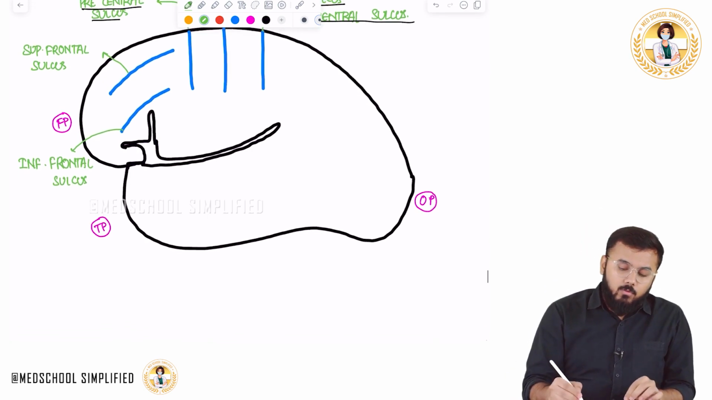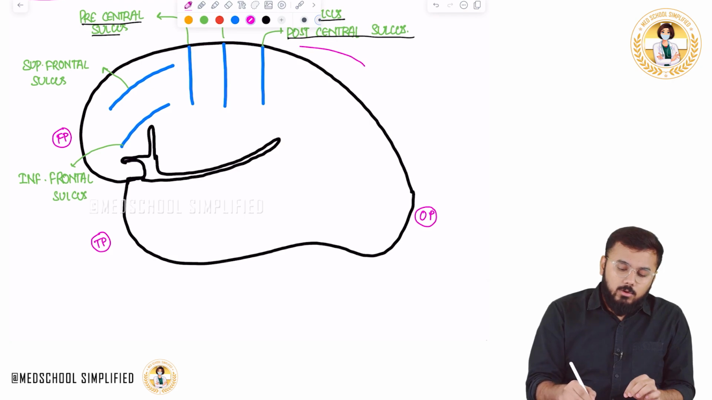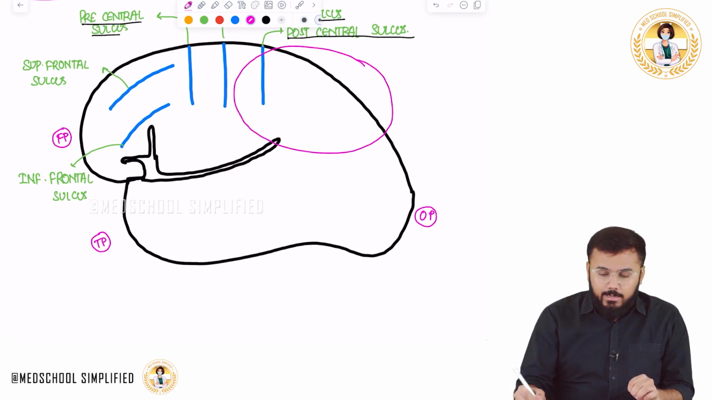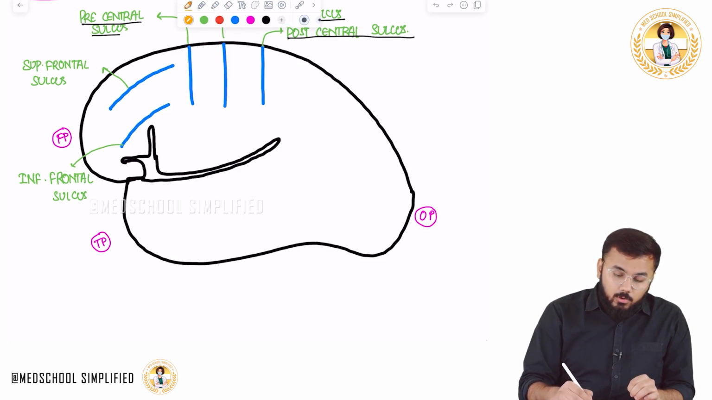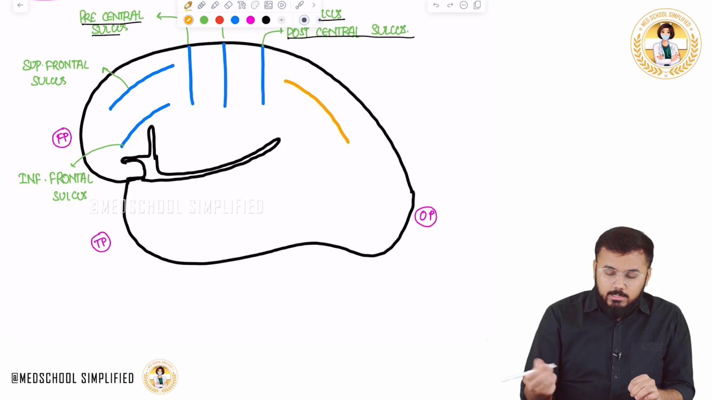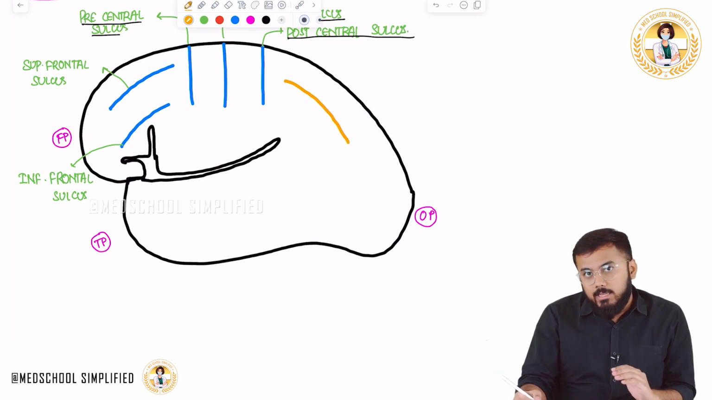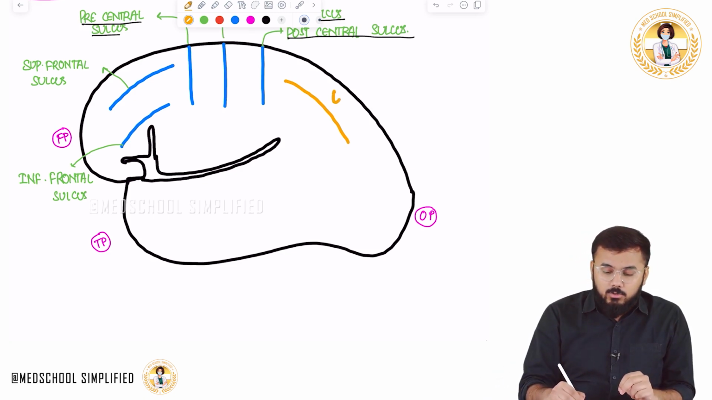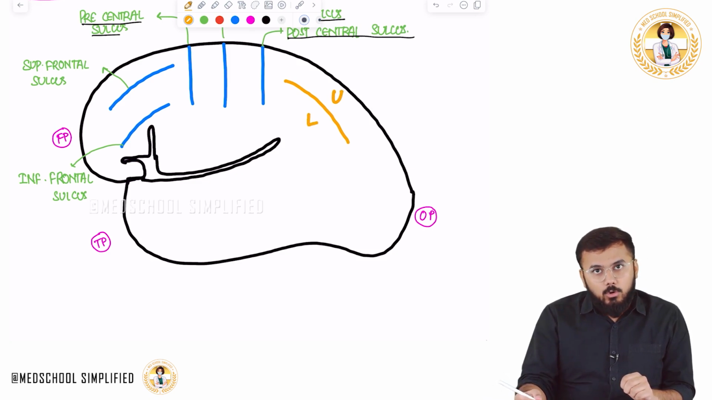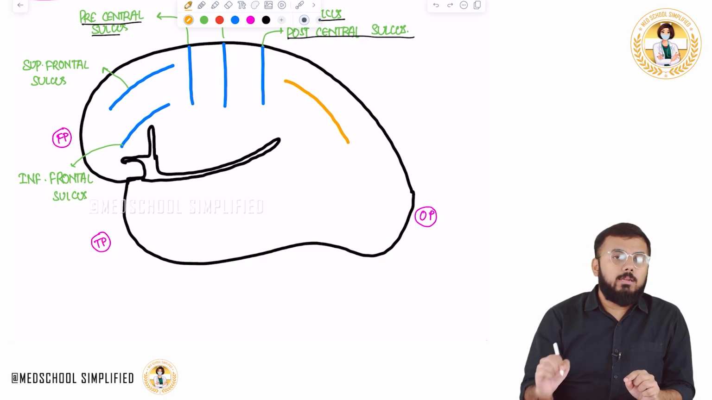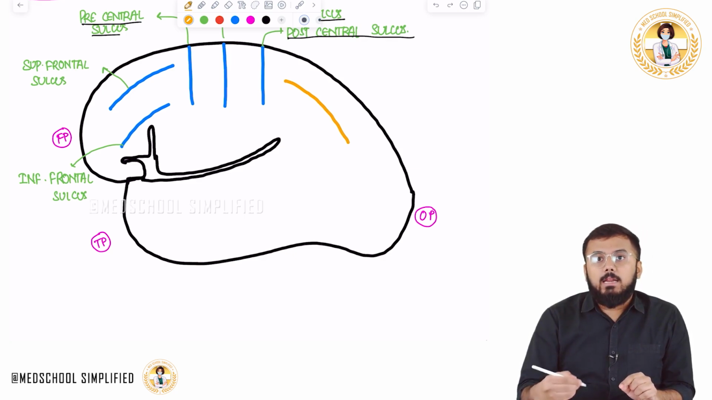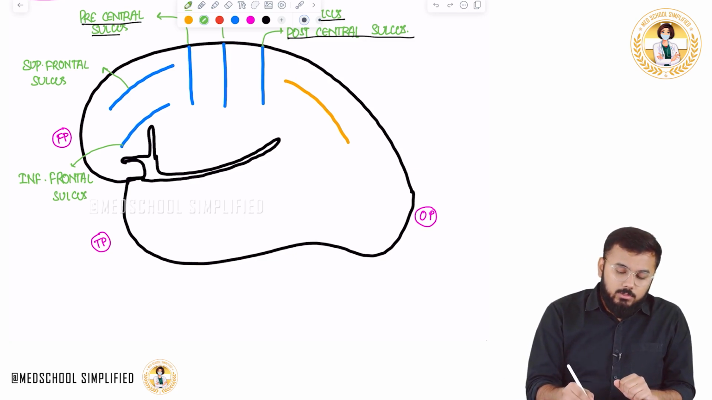Next important thing. What is this lobe of your cortex called? This is your parietal lobe. Within the parietal lobe, I am going to draw one more sulcus like this. This sulcus divides the parietal lobe into two parts, the upper part and the lower part. The sulcus I am drawing within the parietal lobe is called the intraparietal sulcus.